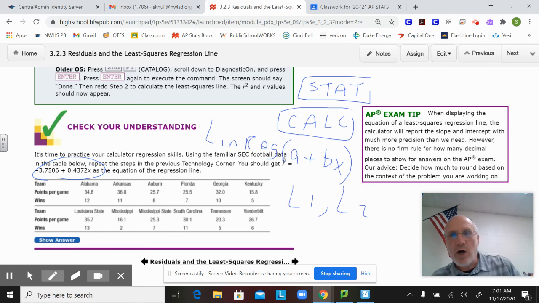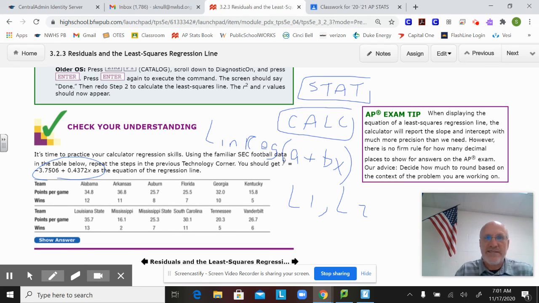Now, could we also interpret the y-intercept? Yes. The y-intercept is negative 3.75. What does that mean? If a team scored 0 points per game, we would expect them to win negative 3.75 games. That, of course, makes no sense. In this case, the y-intercept is not relevant due to extrapolation; it has no statistical meaning.